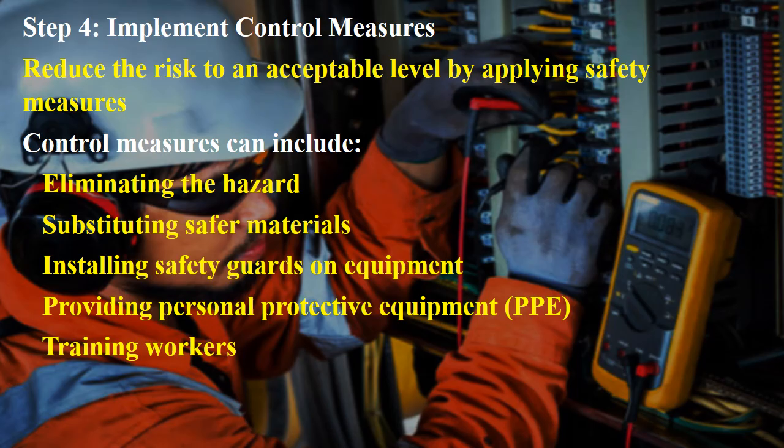Control measures can include eliminating the hazards. We can eliminate or remove the hazard. We can substitute safer materials. We can install safety guards on equipment, and provide personal protective equipment for workers and training of workers. So PPE and training of workers are very important. So these are the functions of the OHS in an organization. In any organization, there is an OHS officer responsible.